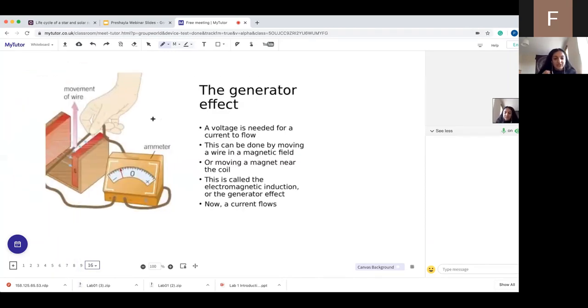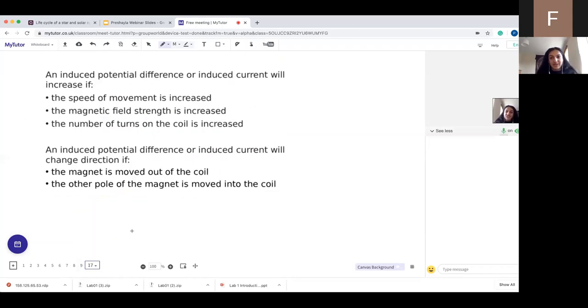Then looked at the generator effect. So the generator effect is by moving a wire in a magnetic field, we can create a voltage and therefore a current. So it's all about electromagnetic induction, all about creating a voltage by moving a wire in a magnetic field. However, if that wire is stationary in the magnetic field, we do not get a potential difference. It must be moving constantly.